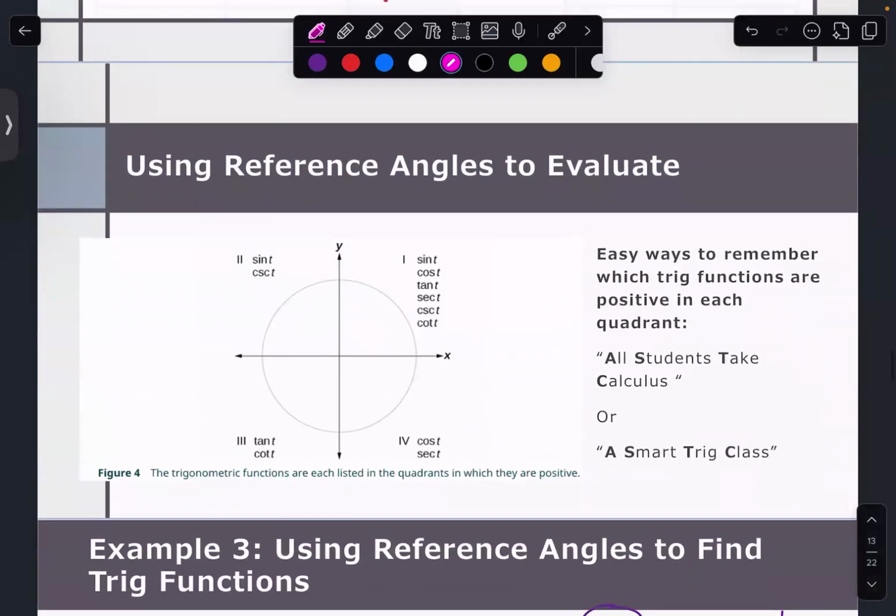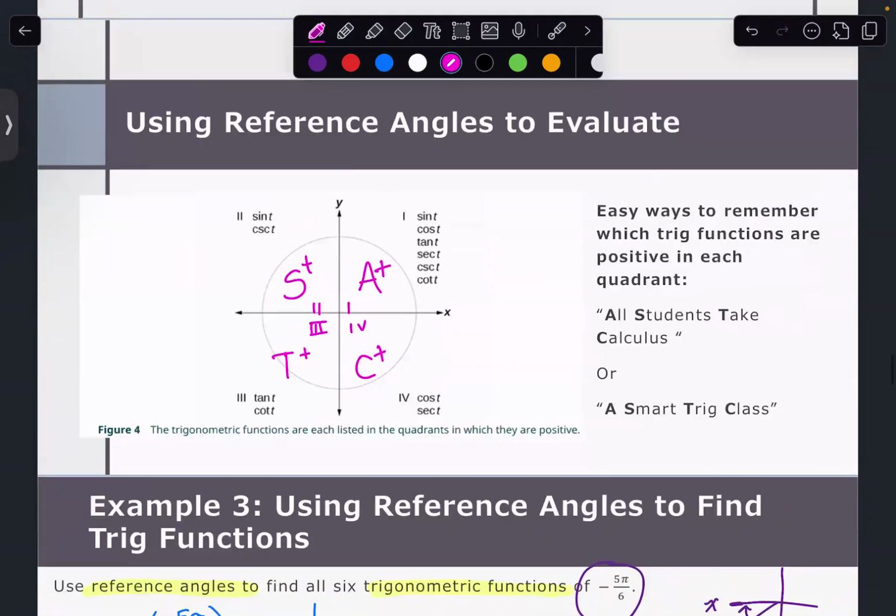And then this is just to reiterate how we were able to know which functions were positive in which quadrants. So in quadrant 1, all functions will be positive. In quadrant 2, sine and its reciprocal cosecant will be positive. In quadrant 3, tangent and its reciprocal cotangent are positive. And then in quadrant 4, cosine and secant are reciprocals of each other, and those are positive functions.